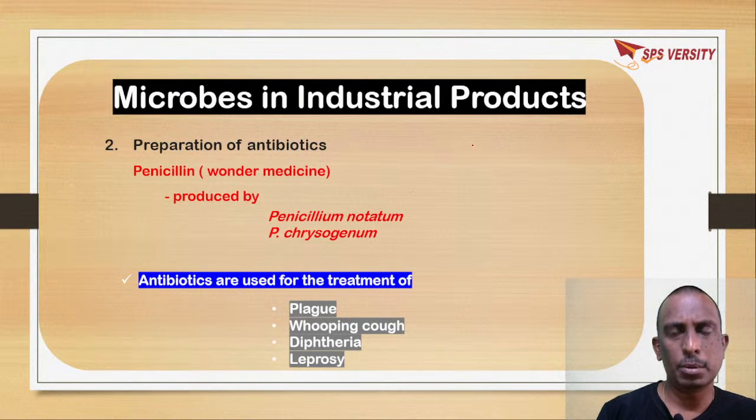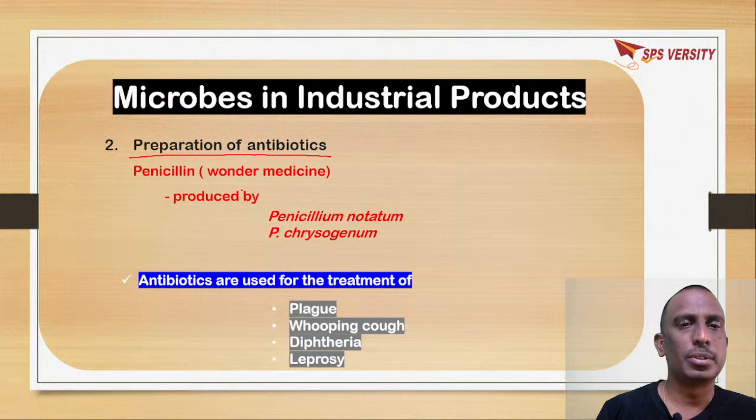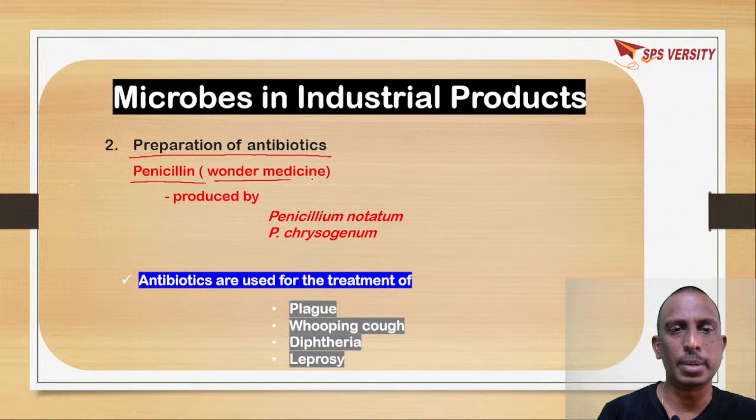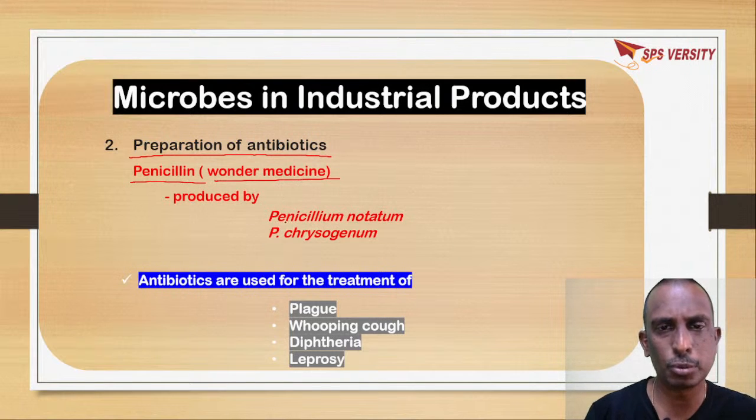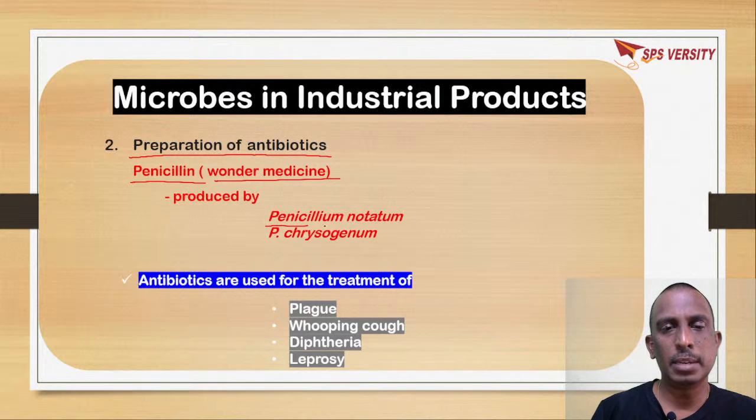And next, microbes in industrial products. In medicine, microbes are used in the preparation of antibiotics. The first antibiotic is penicillin, which is called a wonder medicine, produced by Penicillium notatum. The fungus names are Penicillium notatum and Penicillium chrysogenum.